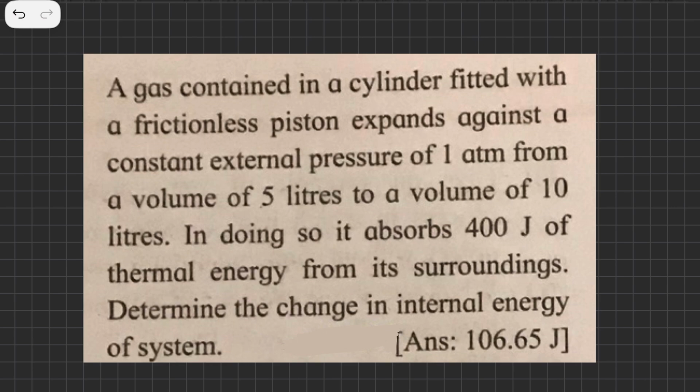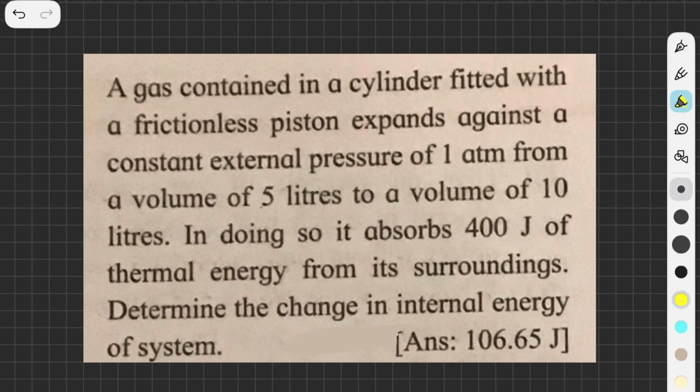I want you to pause the video and go through the question. Now, in case you have gone through this question, I'll just highlight what quantities are given. First quantity given is pressure, which is 1 atmosphere. Then they have given the initial volume as 5 liters, and then the volume increases to 10 liters. So there is an expansion and the pressure is kept constant. So it's an isobaric process. In doing so, it absorbs 400 joules of energy. So energy is given and they are asking us for the change in internal energy.